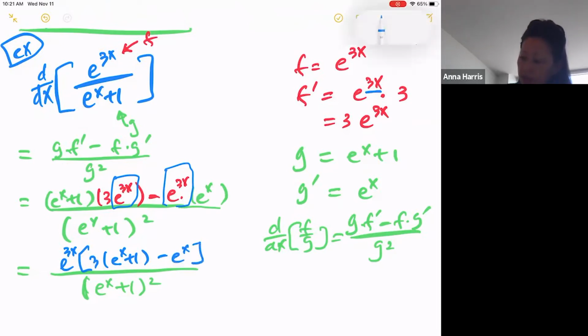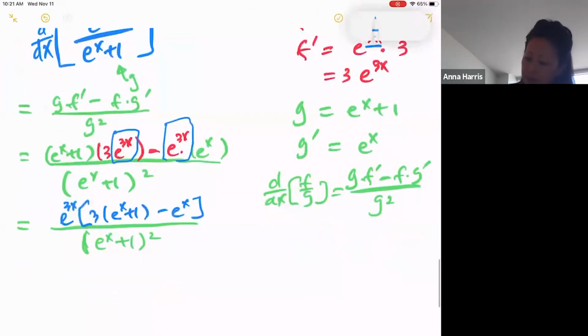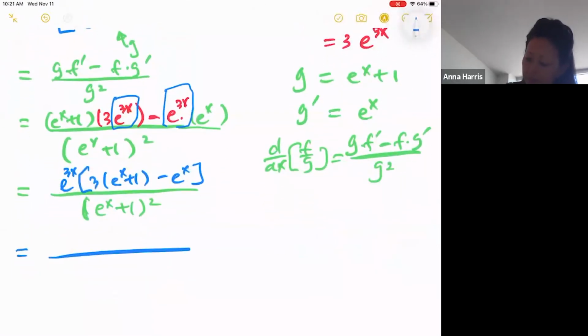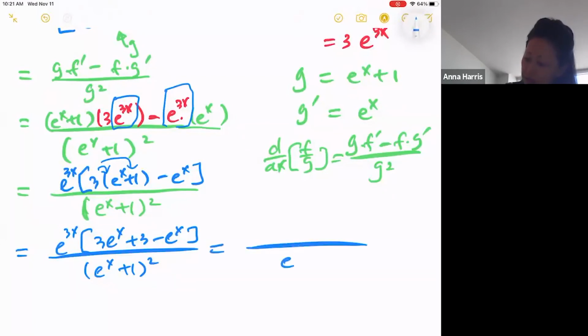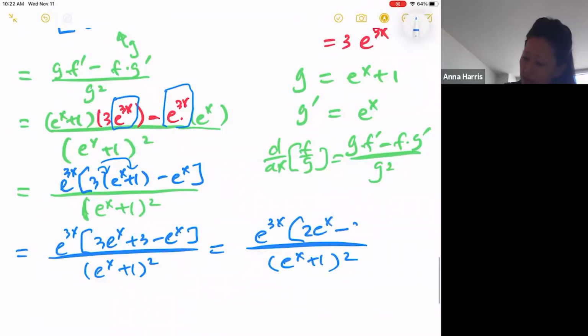All right, so I can just combine them a little more. Can FOIL that. So 3 times e to the x plus 3 minus e to the x. So that is just equal to 3 minus 1, which is 2 e to the x plus 3. And we're done.